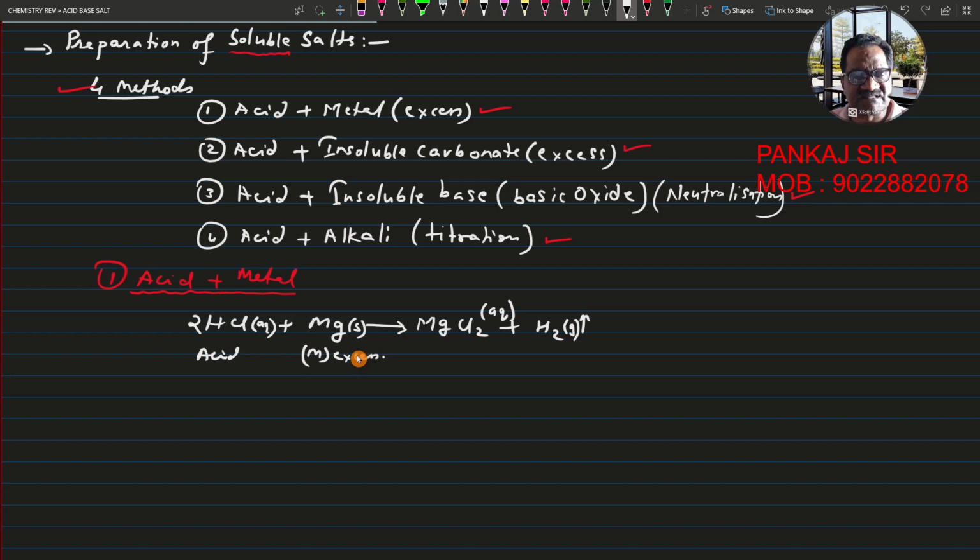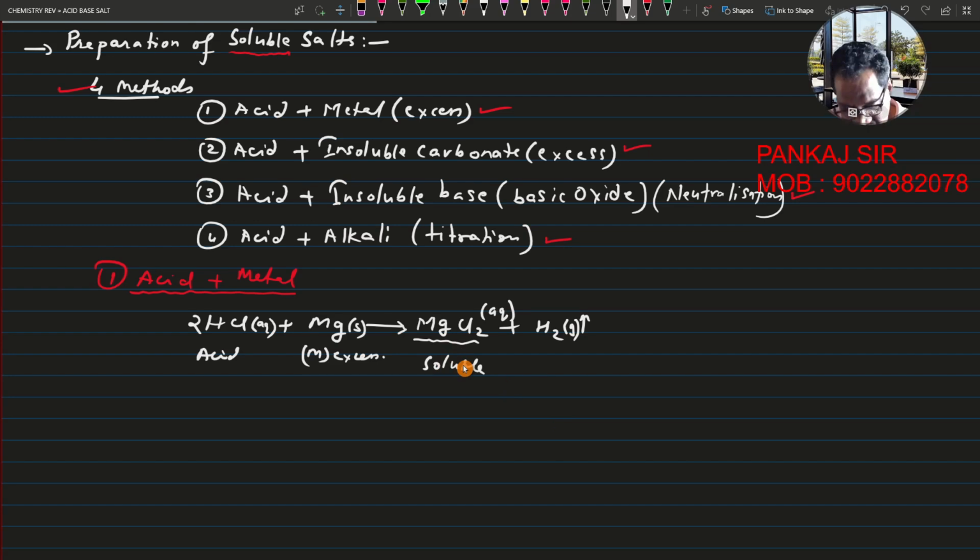These states of the substances, or the compounds, are very important. You have to mention in the reaction what is the state of a particular compound in the chemical reaction. Fine. So this is a chemical equation that represents how an acid and a metal react to give you a salt. Now this is that salt which is a soluble salt. So this is the first example. Now I'm going to explain how you have to prepare this particular soluble salt, that is magnesium chloride.